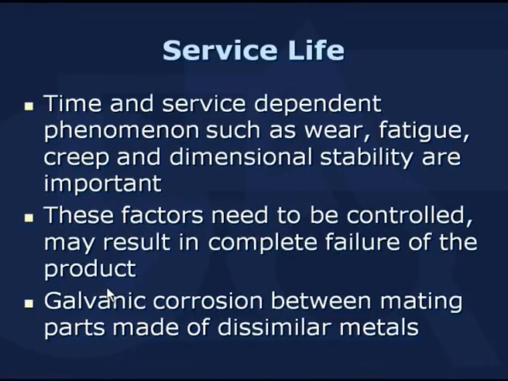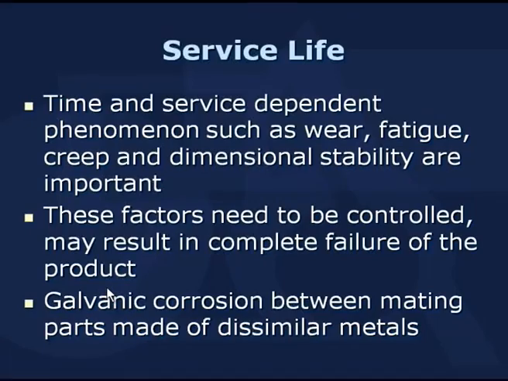So these factors need to be controlled, otherwise they may result in complete failure of the product. If we have not taken into account all these properties, the product may fail prematurely. Suppose the product was designed for 1 year, it fails after usage of 2 months only. One of the examples is galvanic corrosion between mating parts made of dissimilar metals. If this type of environment is encountered by the material, it may fail. So when we are selecting a material, we have to see the service life of the product which will be made out of that particular material.